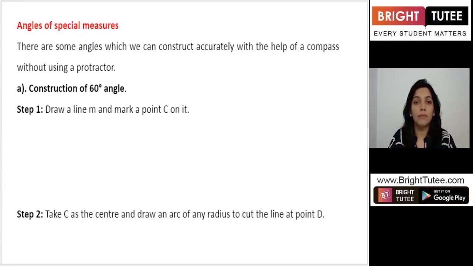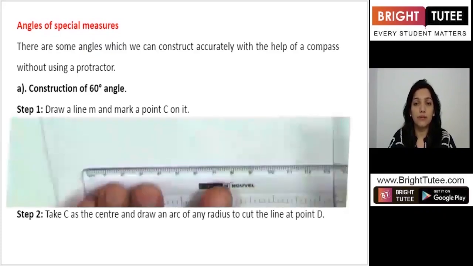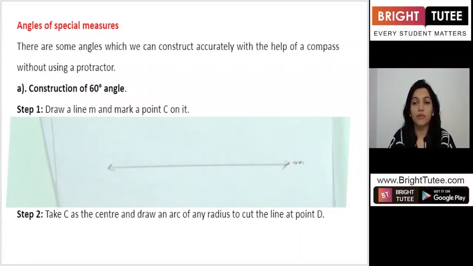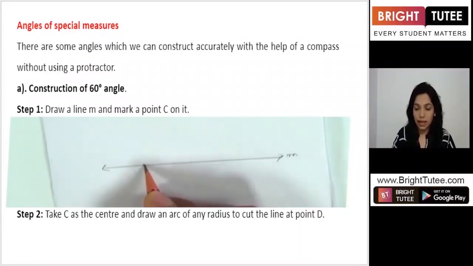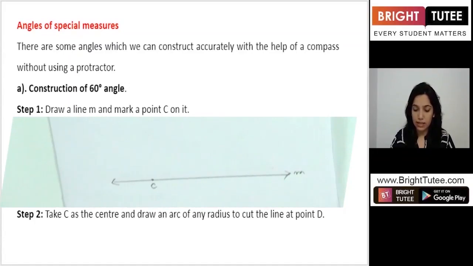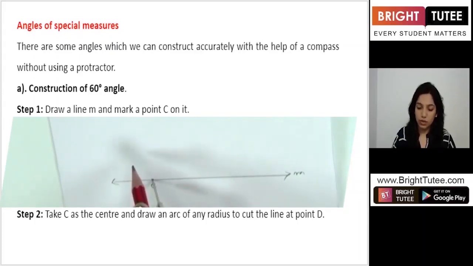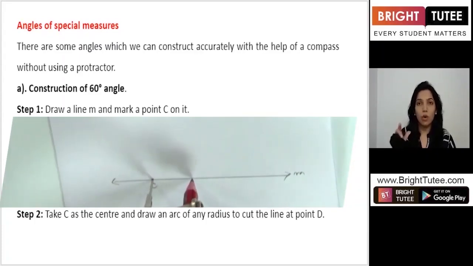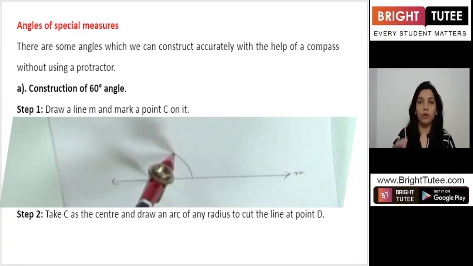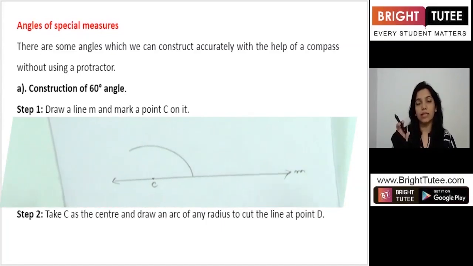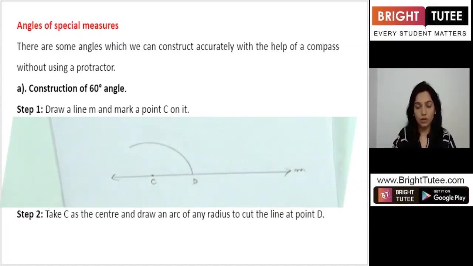Starting with construction of a 60 degrees angle. Step 1 is to draw a line M and mark a point C on it. First of all you draw a line M and then anywhere on this line M you mark a point C. Step 2 says take C as the center and draw an arc of any radius that cuts the line at point D. So you have drawn a line, marked a point C on it, and then with any opening of your compass you make an arc, keeping C as the center. Put the pointer of your compass at C and draw an arc.